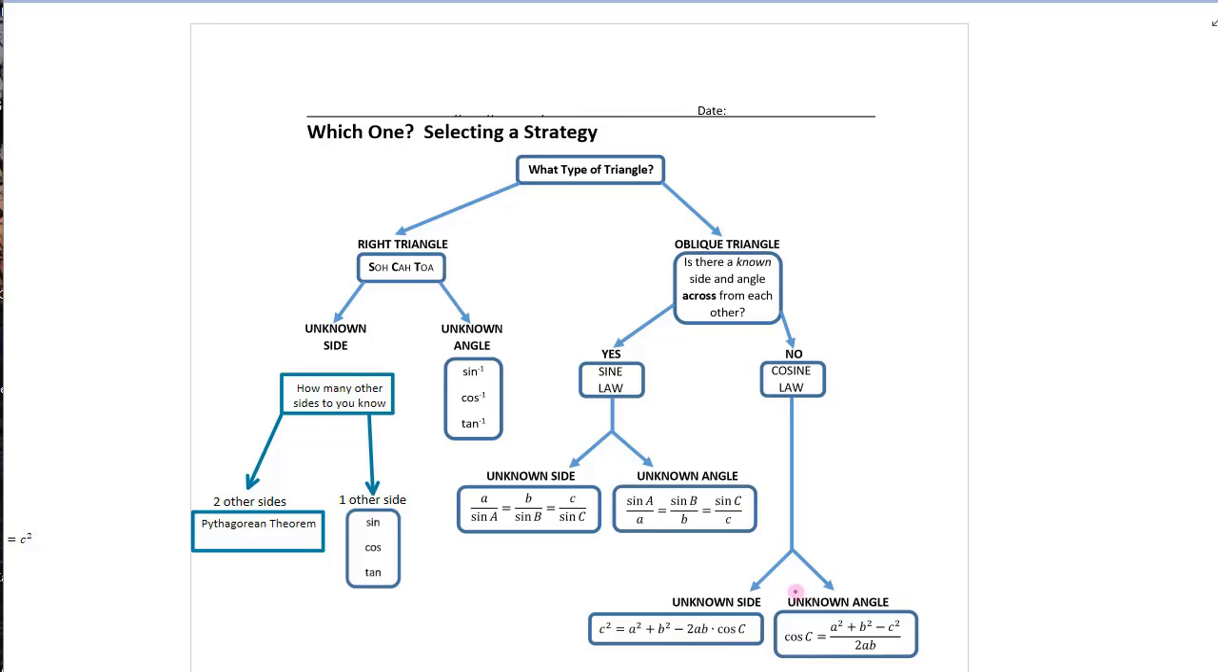All right, in Activity 3, we're going to start using all of the different tools that we've learned when it comes to calculating sides and angles in triangles to calculate unknown sides and angles in various different types of triangles. This flowchart is going to help you decide which tool to use.